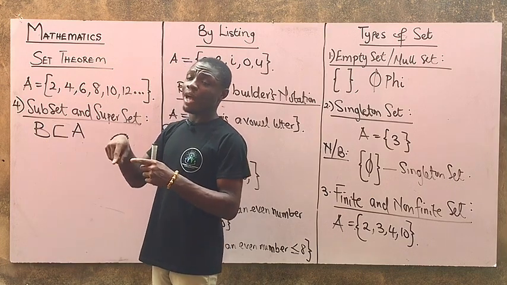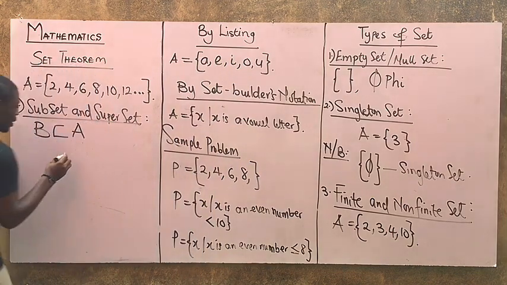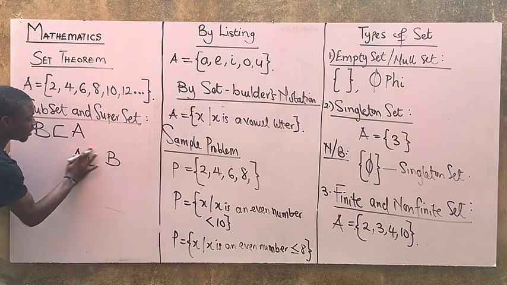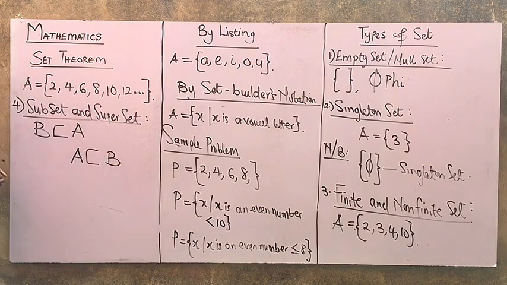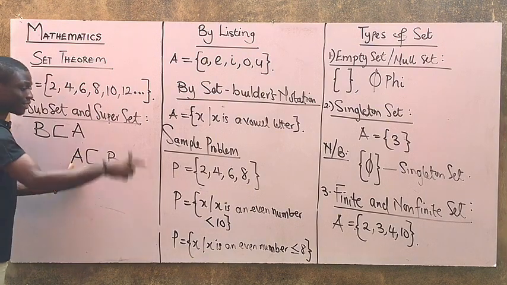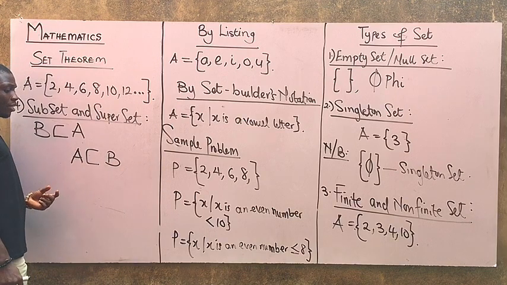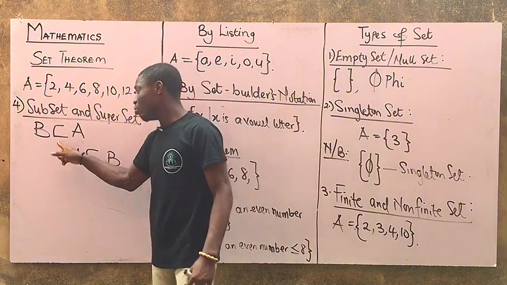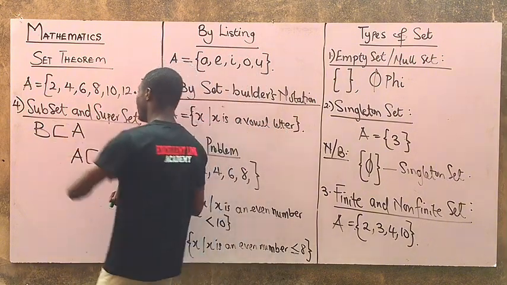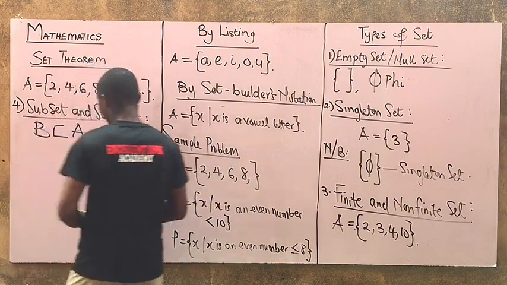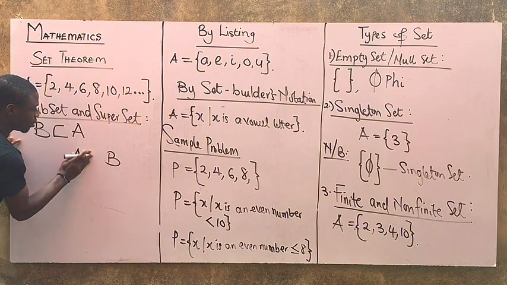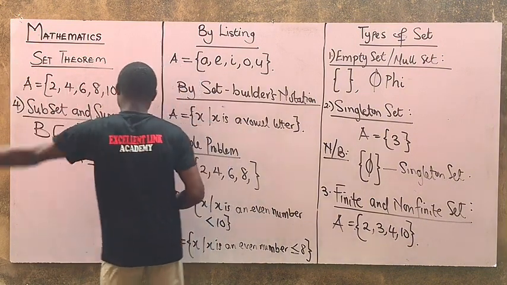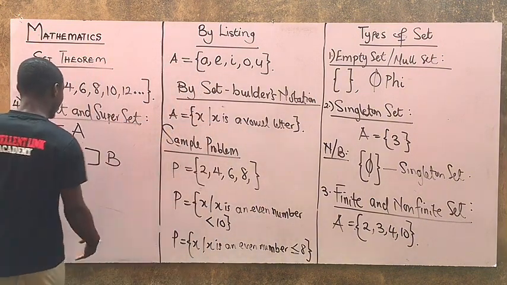So by logical extension, A becomes the superset of B, written as this. This is a superset, right? It means all the elements in B can be found in A. What you need to note here is the symbol: this is a subset, and this is a superset. A subset has a left-hand curve, and a superset has a right-hand curve, as in this case here.